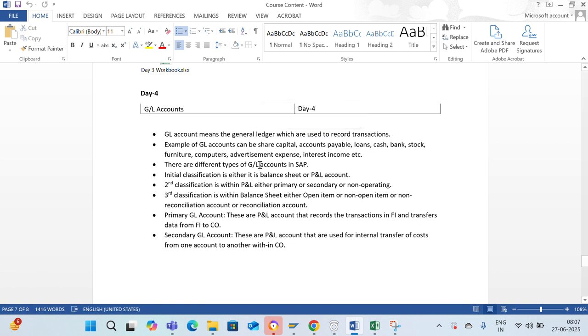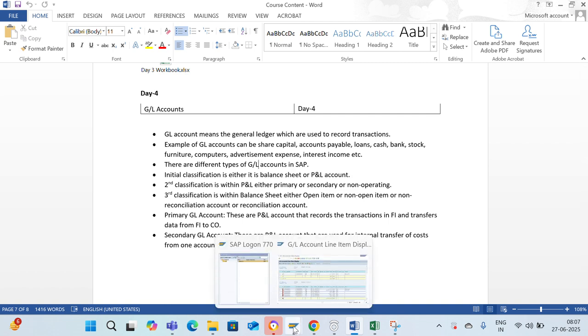Talking about the classification of the GL accounts in SAP, the major classification is either it is a balance sheet or P&L account. Let us see practically in the system.